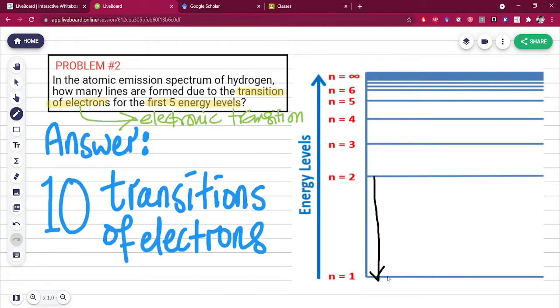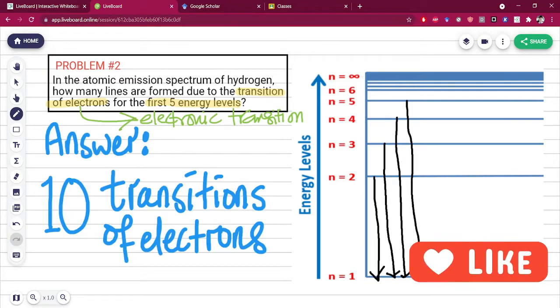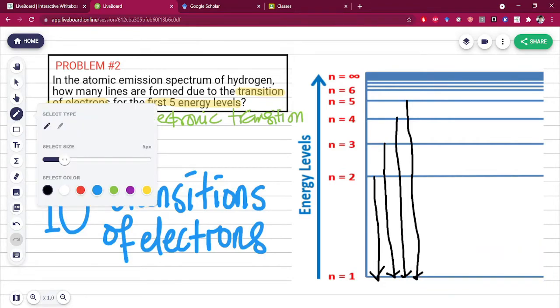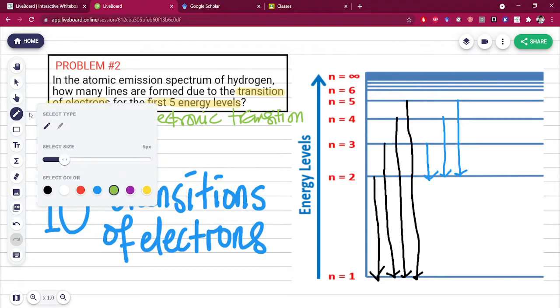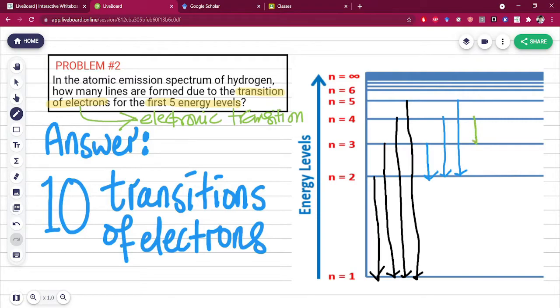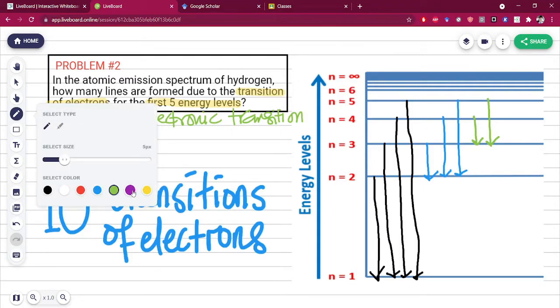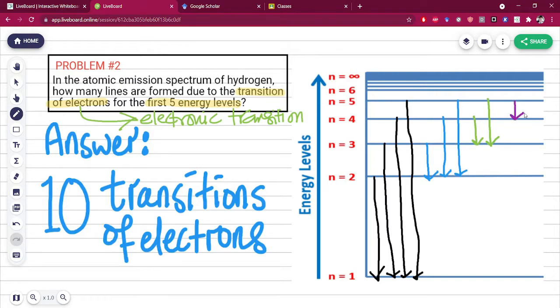Okay, we can have this 1, and then we have 2, 3, and 4. Okay, so we have 1, 2, 3, 4. Also, we can have 1, 2, 3, and 1 and 2, and finally this right here.